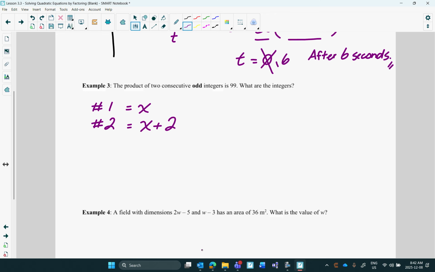Now create your equation. What am I asked to do with these? Well, product. I'm asked to multiply them. And when I multiply them, I'm told I get an answer, 99.